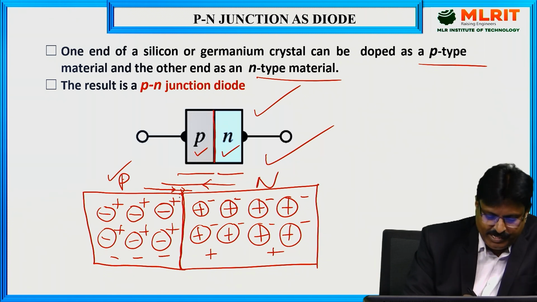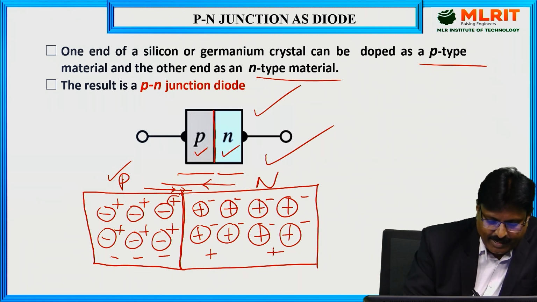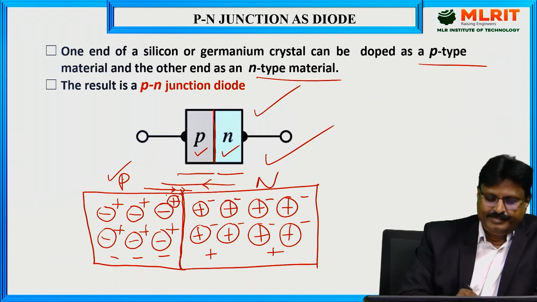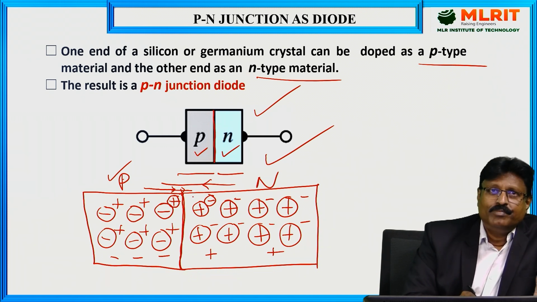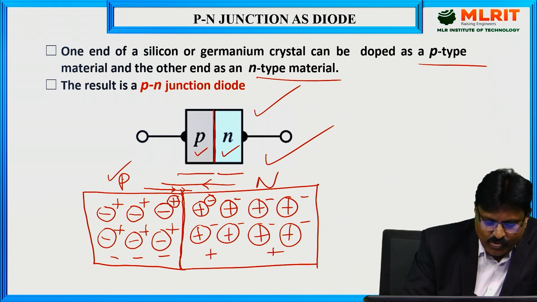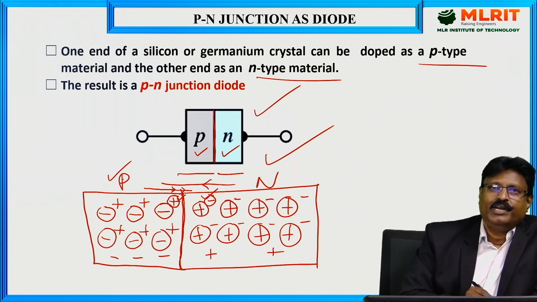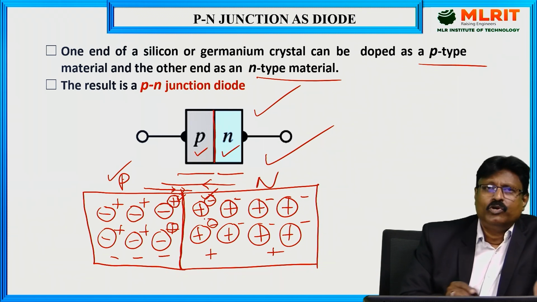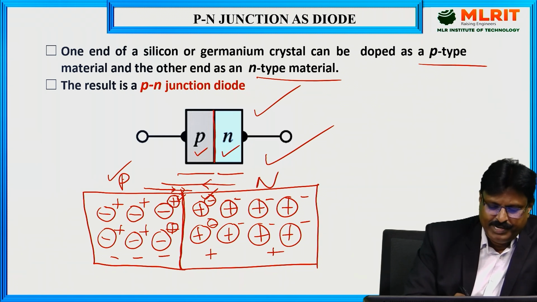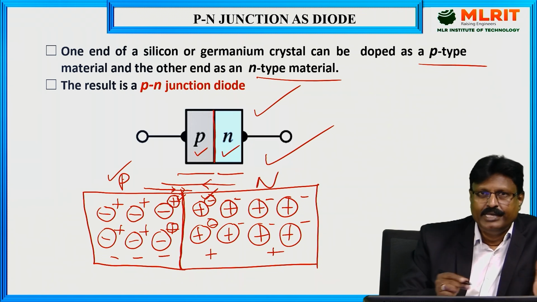Okay, so as you can see here, a hole is there, and here a free electron is there. At the junction, due to the mechanism of diffusion, in the process of diffusion, what happens here? This hole will be combined with this free electron. Similarly, this hole will be combined with this free electron. Both will be combined and they will disappear.